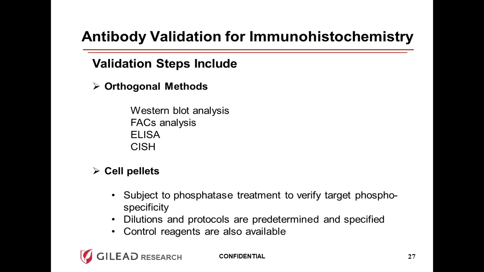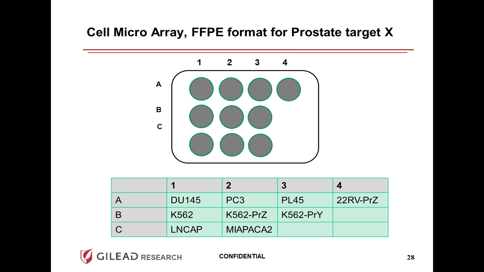And what we do is we usually start with cell pellets. We like cell pellets because you can use them as control reagents. You can overexpress, you could do knockout cell pellets. We work with a lot of phospho-specific antibodies, and so we're able to treat with phosphatase to verify target phosphospecificity with cell pellets. So these are definitely reagents that we like to use and have when we do our antibody validation.